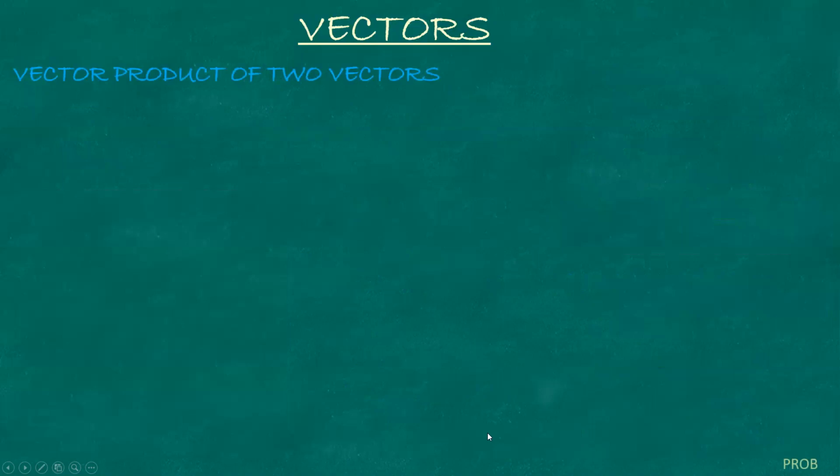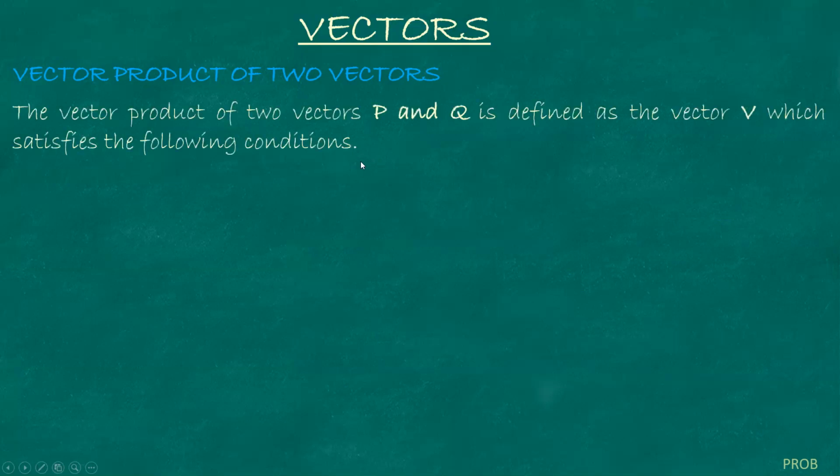And then last, vector product of two vectors and scalar product. So, the exercises. The application comes later. So the vector product of two vectors P and Q is defined as the vector V, which satisfies the following conditions.